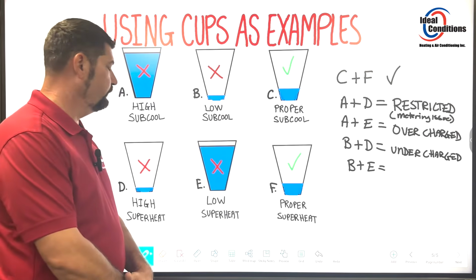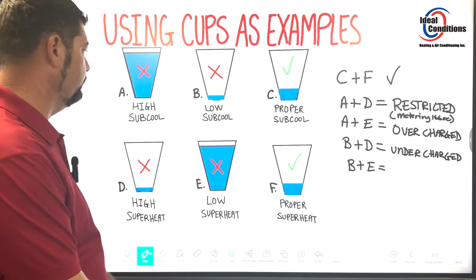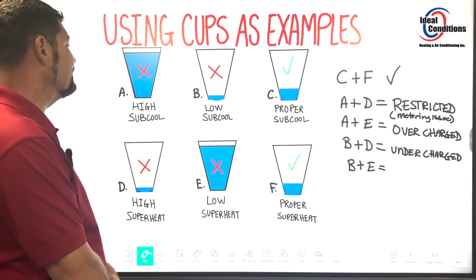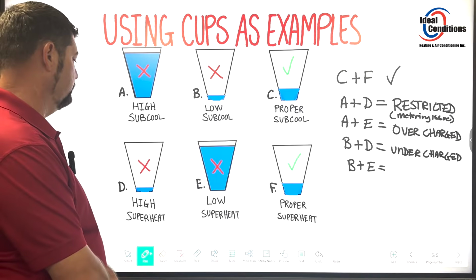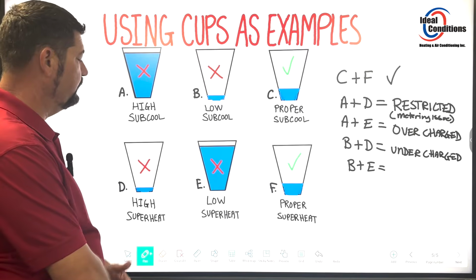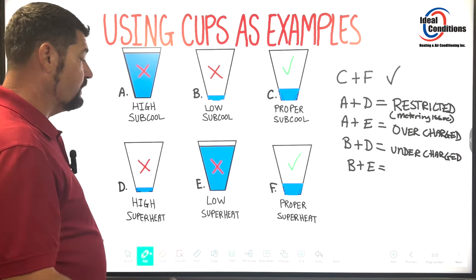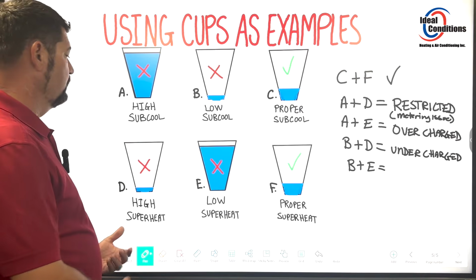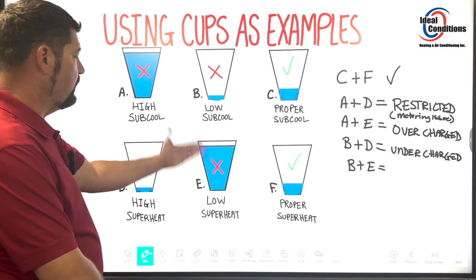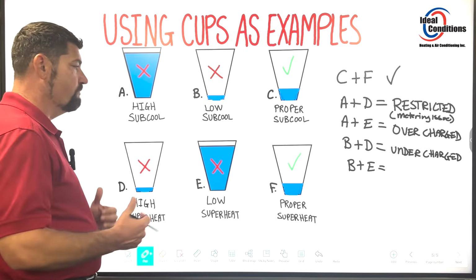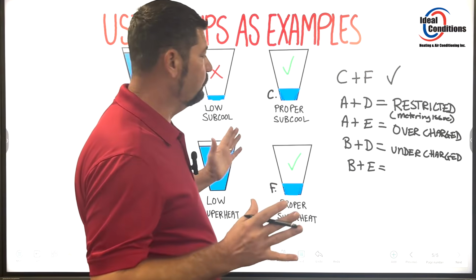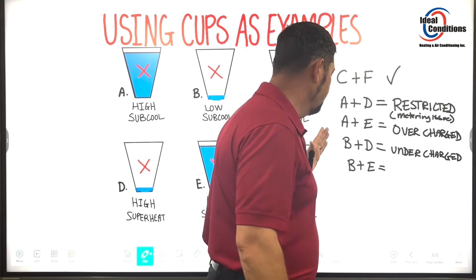What could cause a low subcool? Well, a couple things can cause a low subcool. I'm not condensing that much. What could cause a low superheat? Very simply, maybe I'm not exchanging enough air, right? I'm flooded out. So I think the one that gets people the most, the easiest ones would be A plus E and B plus D.